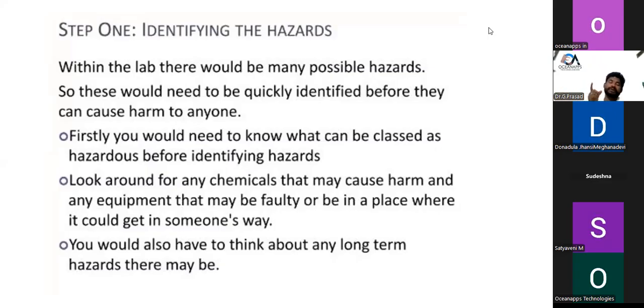Then first, what you have to do, step number 1, we have to identify the hazard. First one, we have to identify the hazard so that we quickly identify it before it can cause harm to anyone.